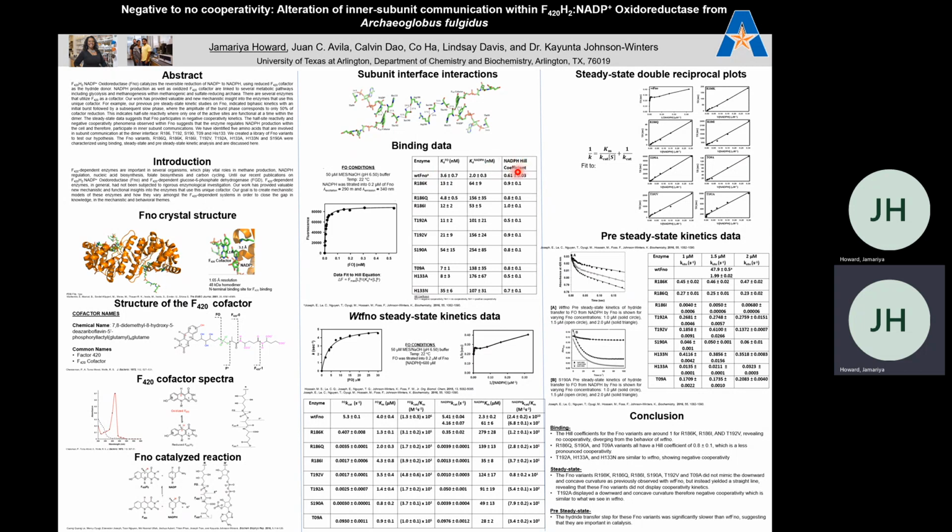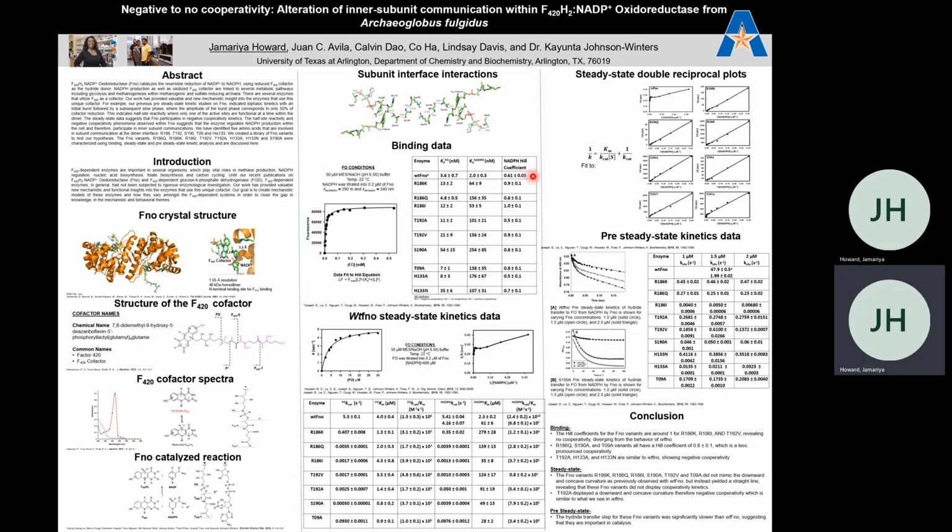They also took it a step further and fit the data to a Hill coefficient. For the Hill coefficient, if you have a number that's less than 1, that indicates negative cooperativity. If you have a number that's equal to 1, that means no cooperativity. And if you have a number that is greater than 1, that indicates positive cooperativity. So with wild type, they actually see negative cooperativity.